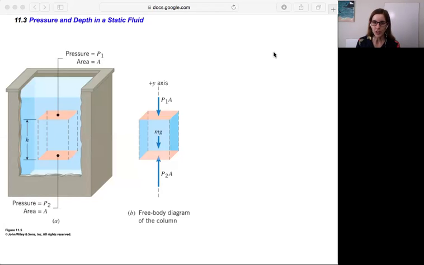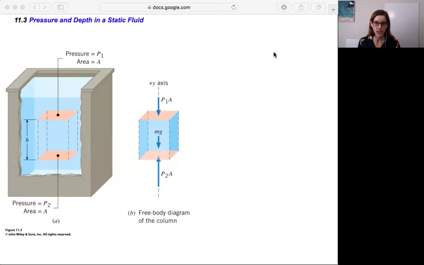Section 11.3, pressure and depth in a static fluid. All right, keyword here is static fluid. We will later see fluids that are moving with some velocity. That's when we'll need something known as Bernoulli's equation. But if it is static, we can use this approach. And this will help our understanding of the equations we get down the road.